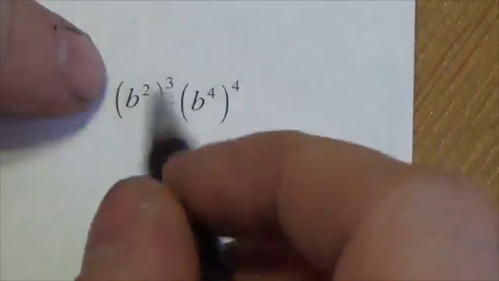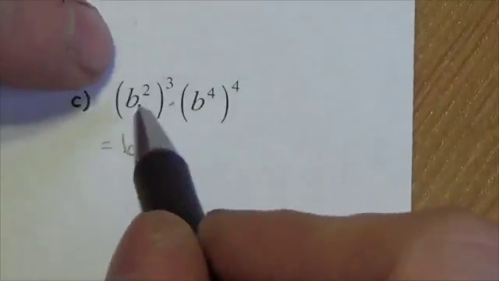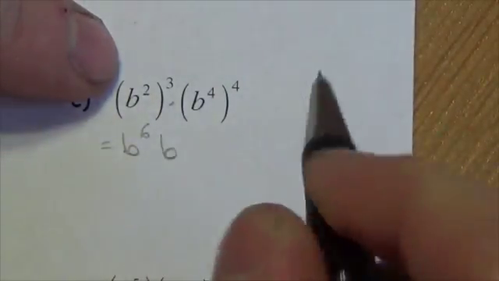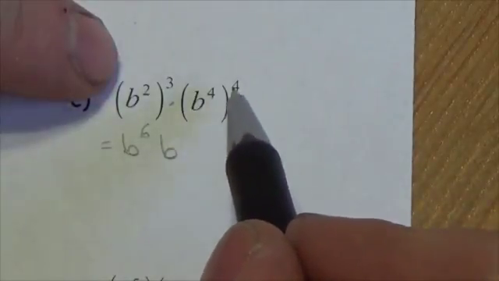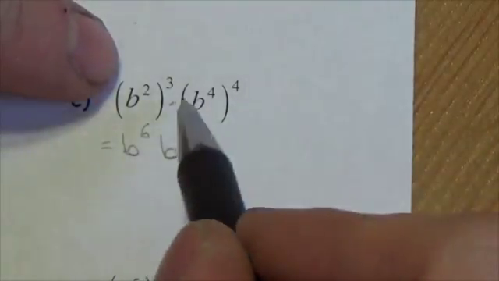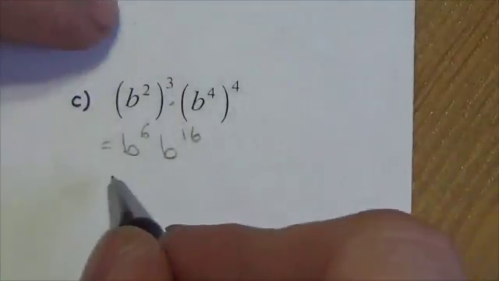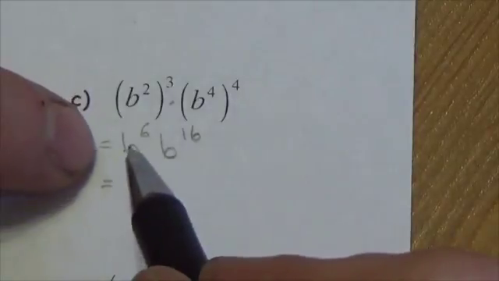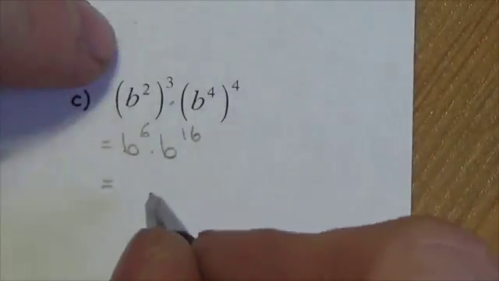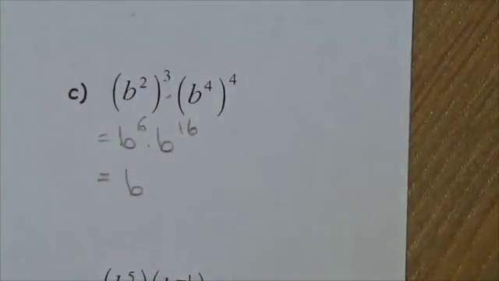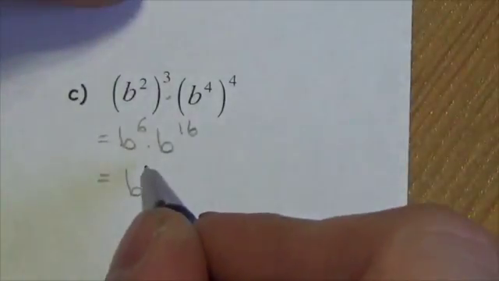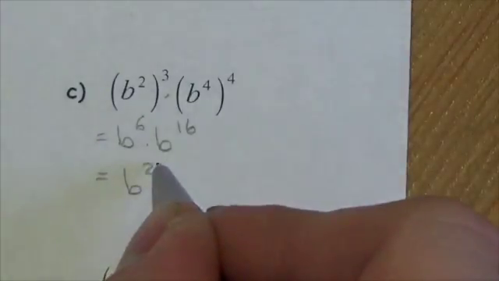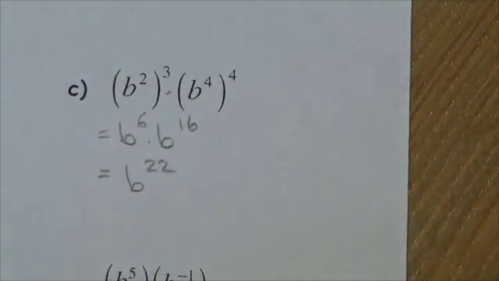So I've got a power of a power, so this will end up becoming b to the 2 times 3 is 6. And this is going to be multiplied by b to the 4 to the 4, and that's going to end up being 16, the product of the two exponents. And now this becomes an example of the product law here. b to the 6th multiplied by b to the 16 will be a power of b, and I get the exponent by simply adding the exponents from the above two powers together, the two factors. So there we go, and we get b to the 22.